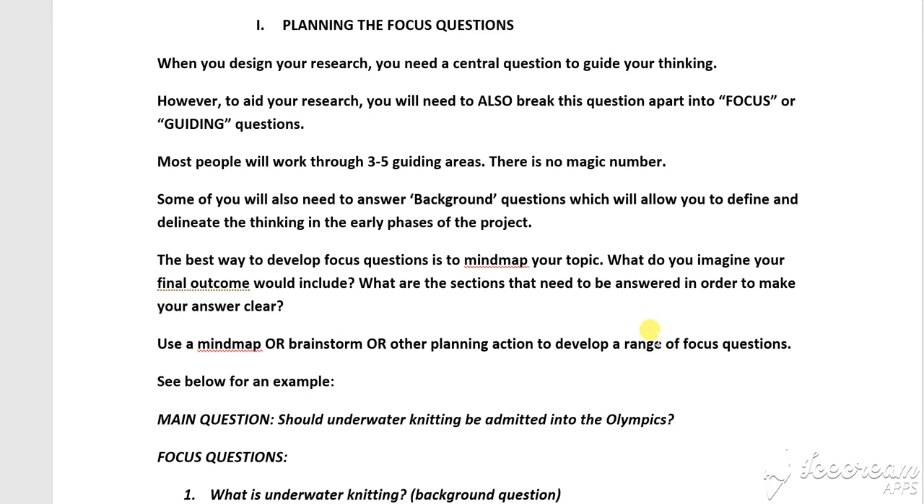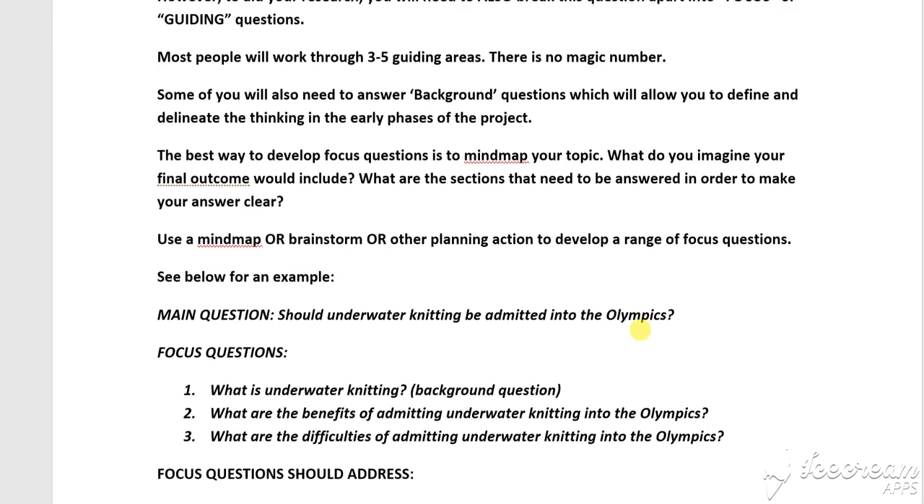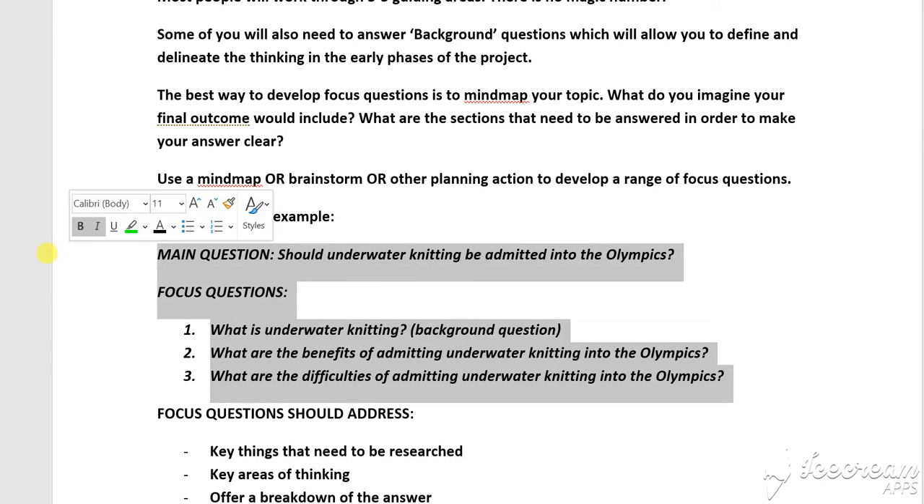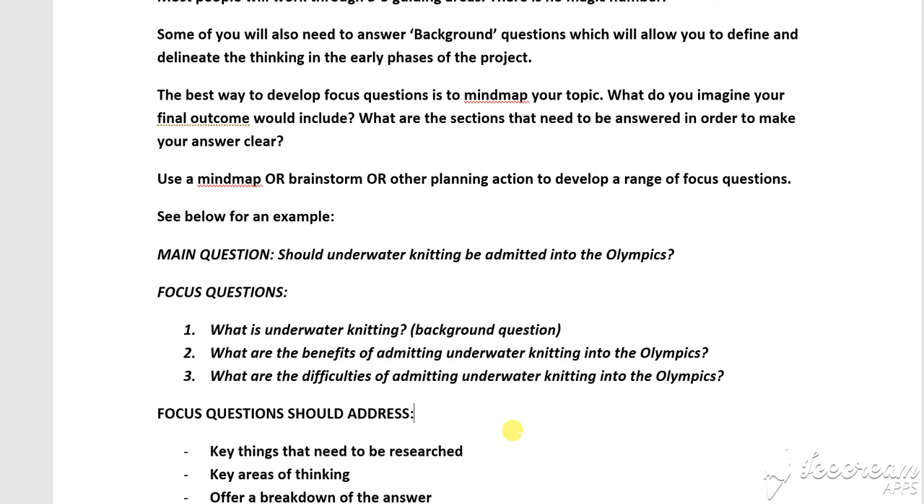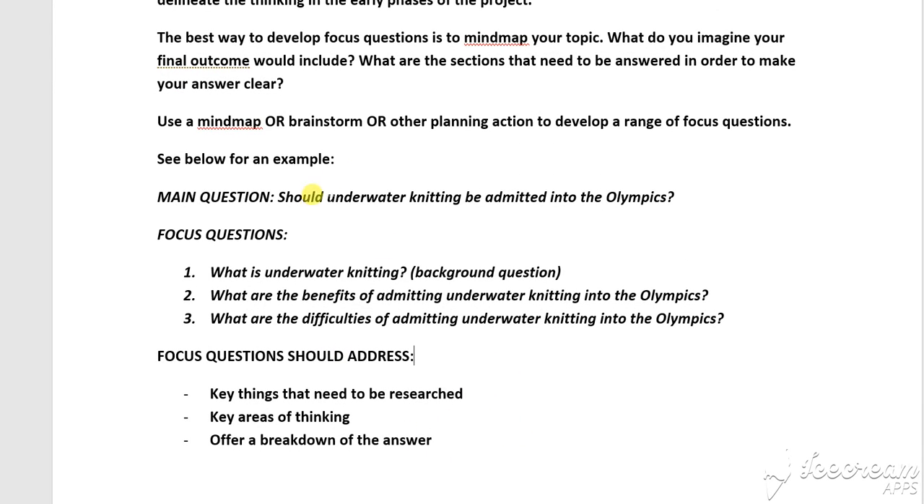Once you've got your question, we're thinking about making sure your focus questions actually work. So if we look at this example, this student had a main question and then they've broken it down into some key areas. Okay, focus questions are what you need to research. You can't just put this into Google and expect to get all your answers. What are the little bits you need to find?